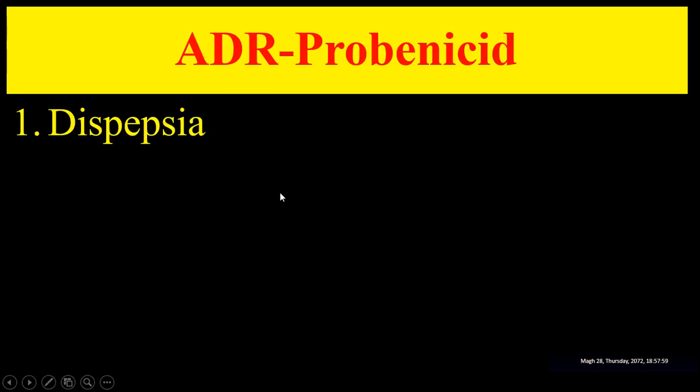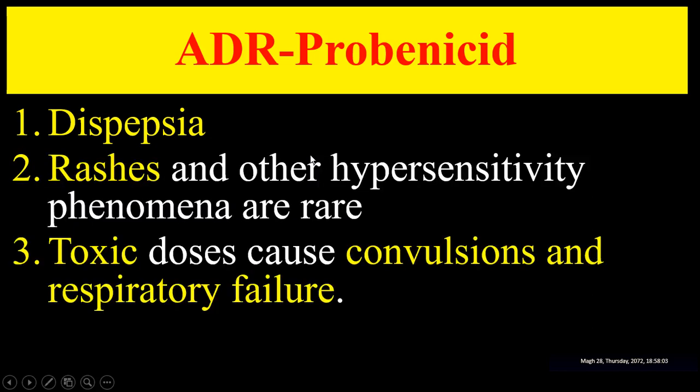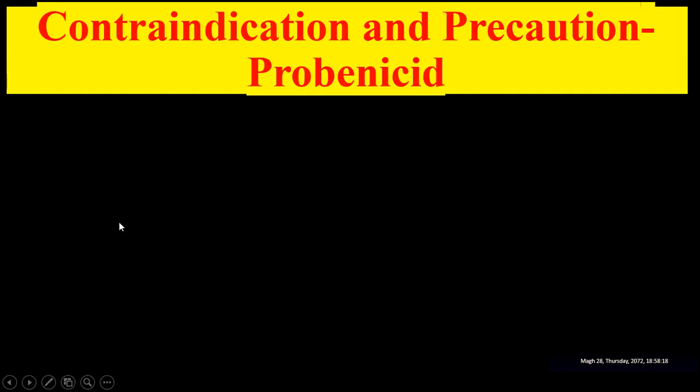Probenecid also causes a few side effects like dyspepsia, rashes, and when a huge amount is used, it may cause convulsion and respiratory failure. Dyspepsia, rashes, and convulsions and respiratory failure in toxic dose.